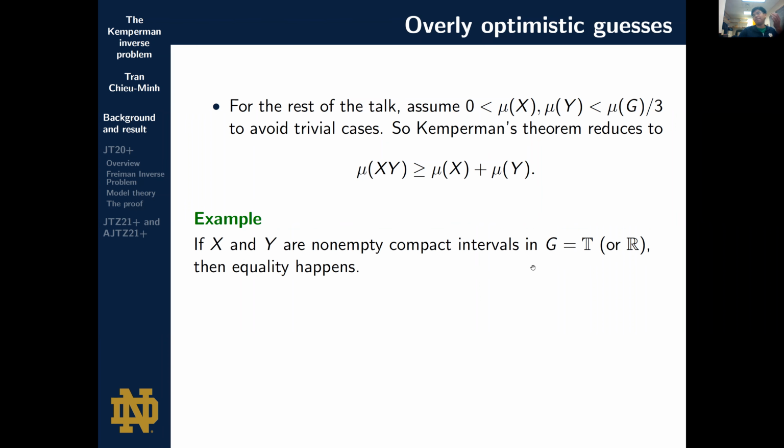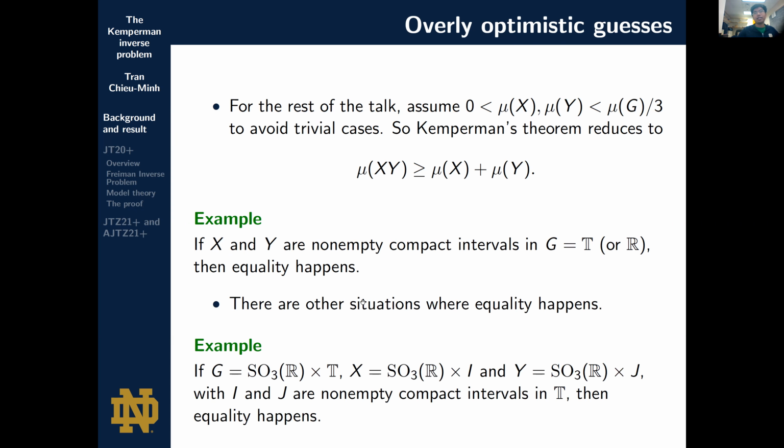Then you can perhaps convince yourself that the measure of X plus Y in that case is just a sum of two intervals, and that is equal to the measure of X plus the measure of Y. Okay, so maybe just the real numbers and the torus together with intervals. But once again, this is not correct. There are other situations where equality happens.